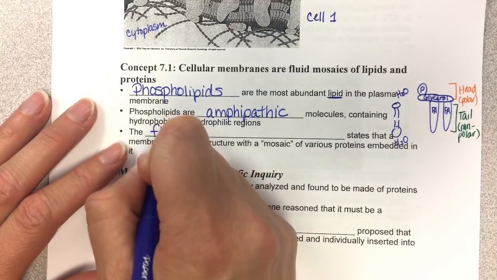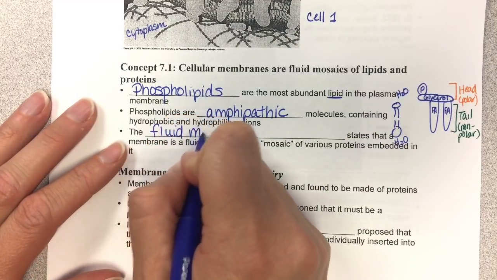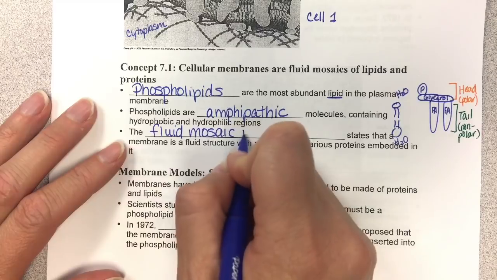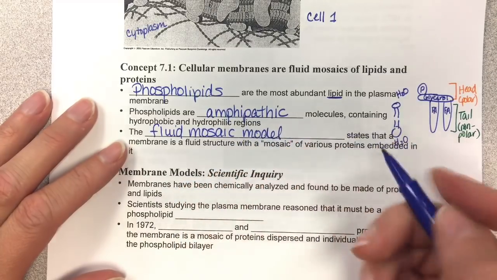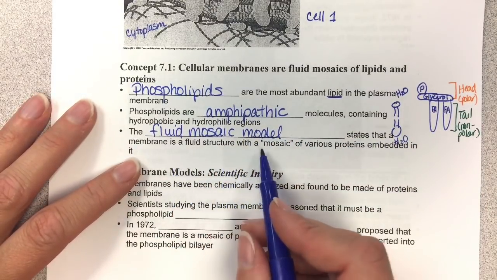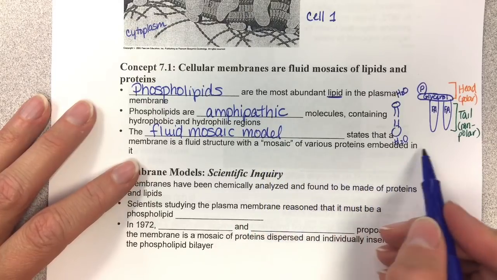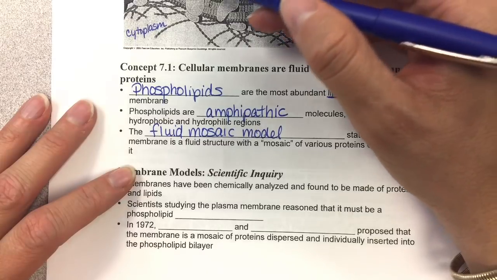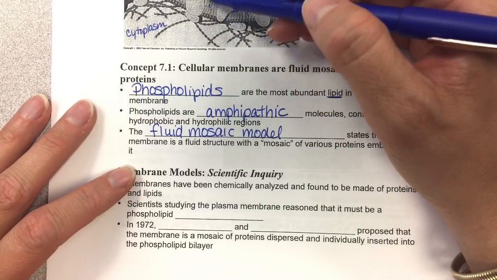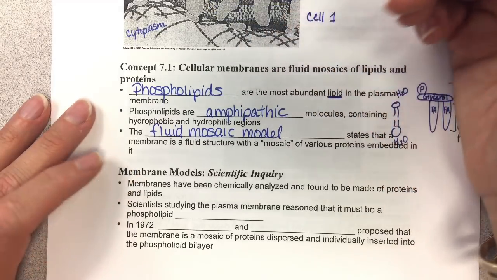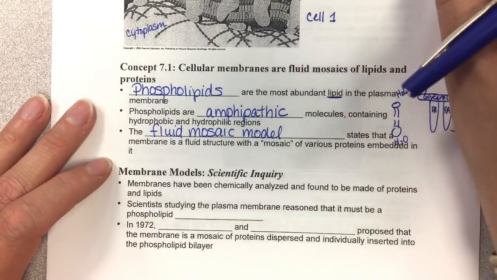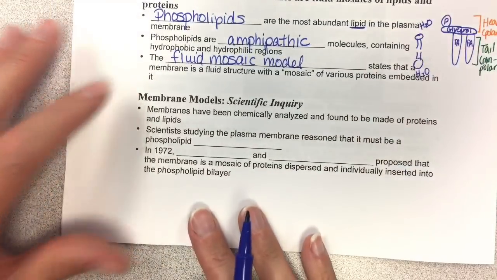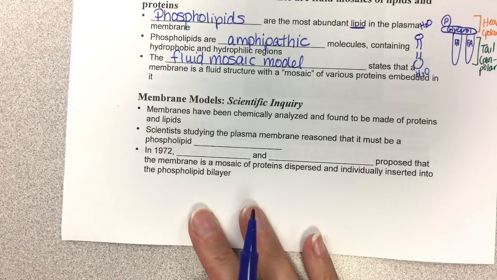So the fluid mosaic model states that a membrane is a fluid structure with a mosaic of various proteins embedded in it. You have these proteins studded around, and you have these lipids, and it's fluid-like. They say that the membrane has kind of the consistency of salad oil, so it's pretty fluid.